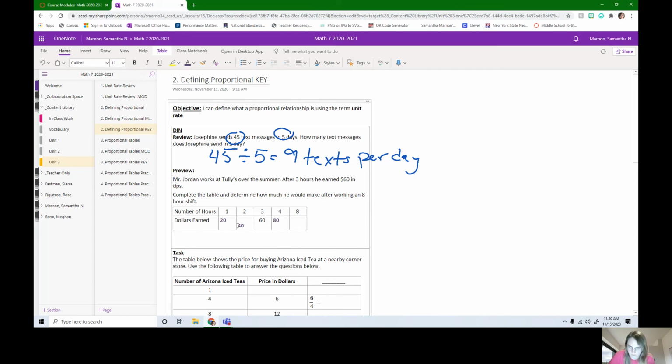And for this last one, it's 8 hours. So don't let it trick you to keep following the pattern of adding 20s. So here it's counting by 20s. This goes from 4 to 8, so it's like it's times 2. So we can do 80 times 2 and get 160.